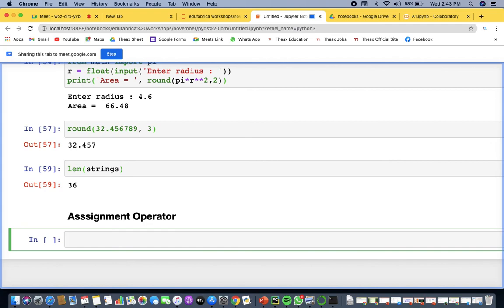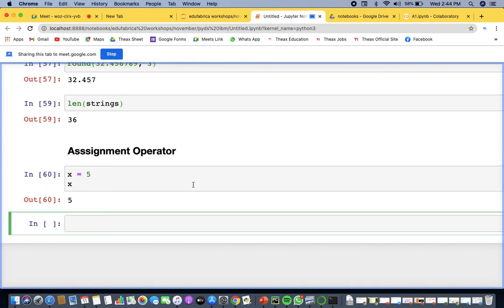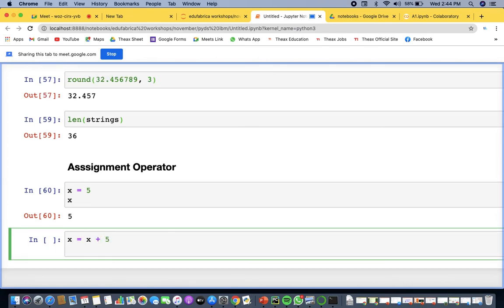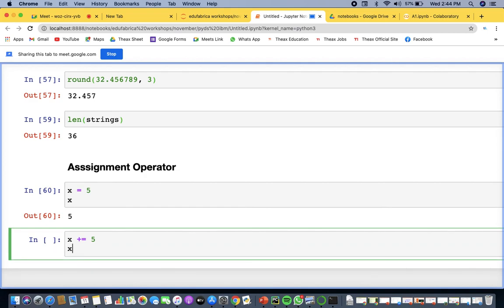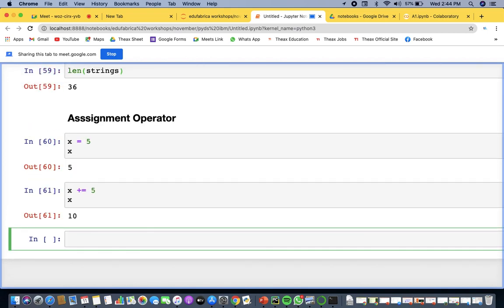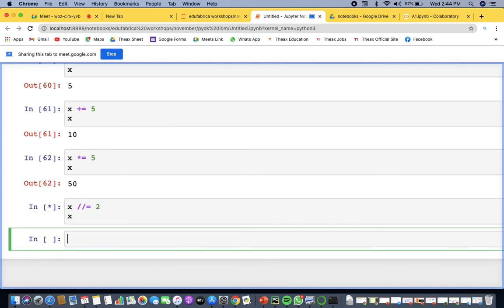See, an assignment operator is something where you assign values, basically. If I say x is equal to 5, that means I'm assigning the value 5 to x. Now, if I say x is equal to x plus 5, that means x has 5 now and I am going to add 5 more to this. I can just say x plus equals 5. That means adding 5 to x, that's it. So x now becomes 12. If I want to multiply it by 5, I'll say x multiply equals 5. Now it becomes 50. Now I say x divide equals 2, so obviously x is going to be 25.